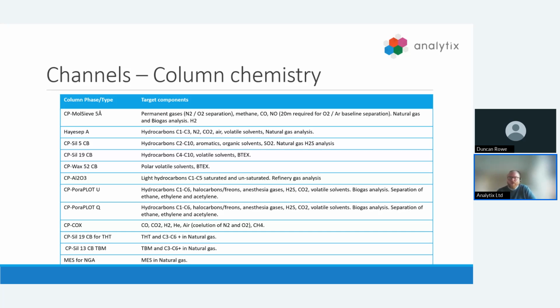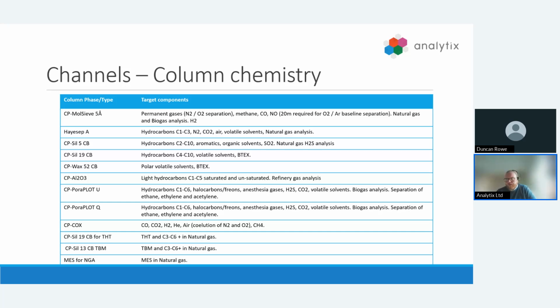We have a wide variety of column phases available in various lengths of 4, 10, and 20 meters, depending on your application needs, as well as the pre-column for those backflush capabilities. Like I mentioned, the choice all depends on what you're looking to analyze and what your expected concentrations are. We are always more than happy to help configure a system to suit your application needs and work with you to make something that is suitable.